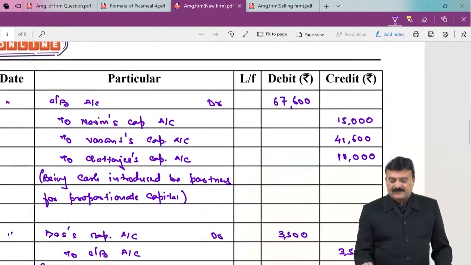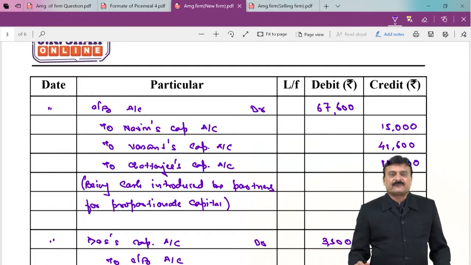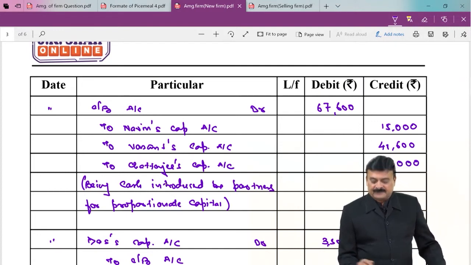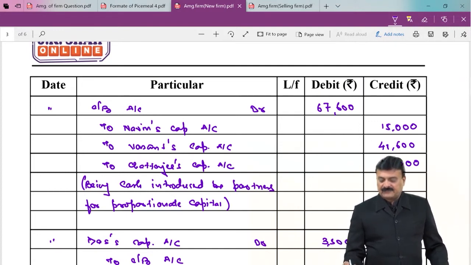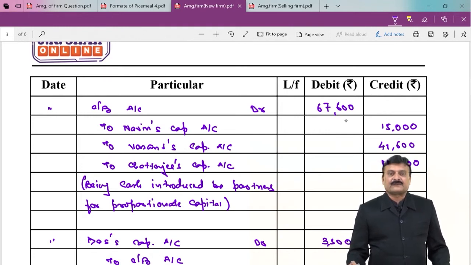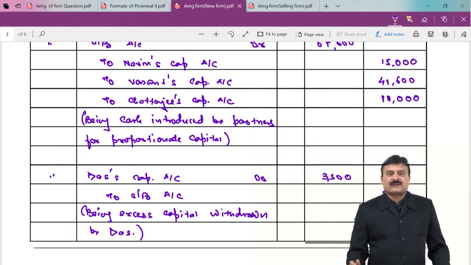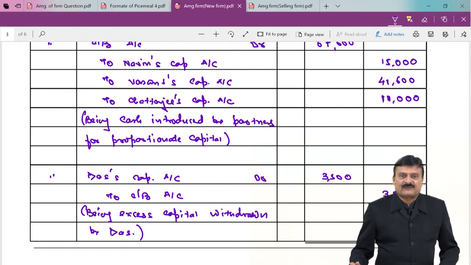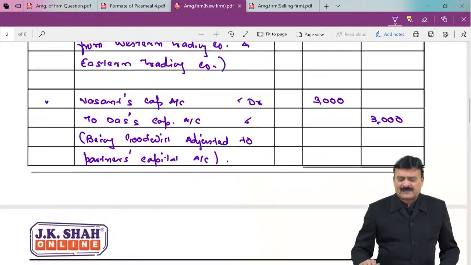First one, cash bank account debit to Naveen, to Vasant and to Chatterjee, 15,000, 41,600 and 11,000, total of that 67,600. And next, Das is withdrawing cash, so Das capital to cash bank 3,500. All entries completed. Now prepare balance sheet. Again on your own, I am giving you a simple hint. How to prepare a balance sheet.